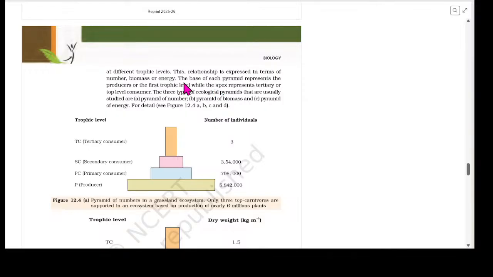The base of each pyramid represents the producers or the first trophic level, while the apex represents the tertiary or the top consumer. The 3 types of ecological pyramids that are usually studied are pyramid of number, pyramid of biomass, and pyramid of energy, and these are being given underneath.